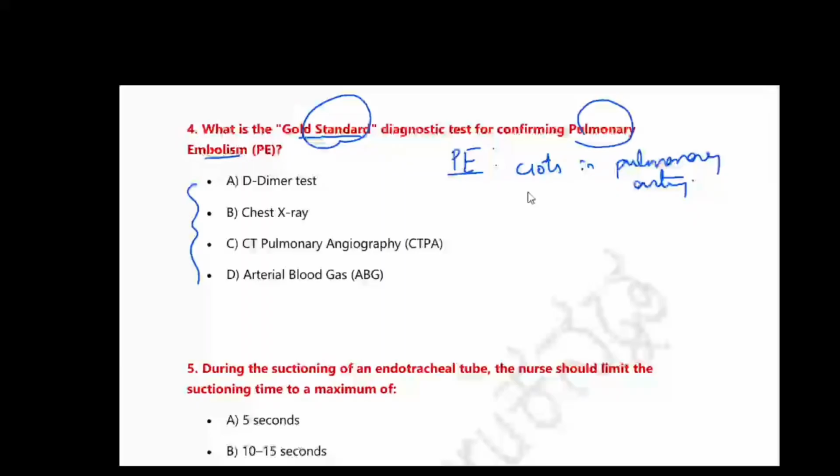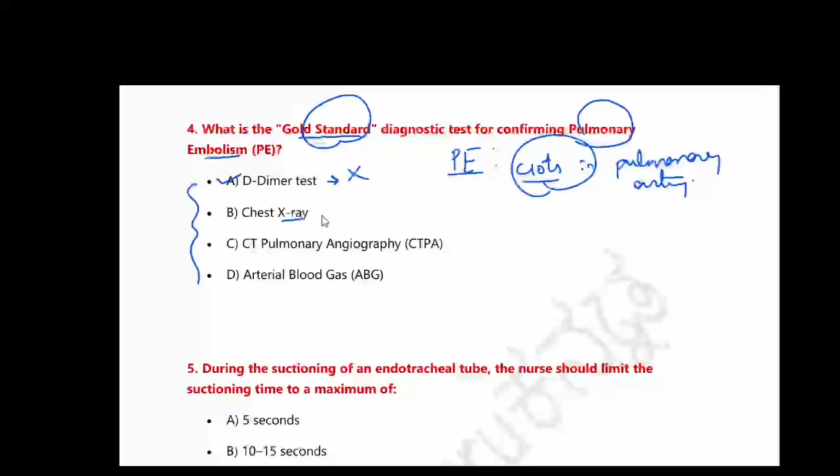D-dimer test. Usually the D-dimer test is done to detect clots; it doesn't detect pulmonary embolism. Hence, this is wrong. Then chest X-ray. Most of the time, the chest X-ray will be normal even though there is pulmonary embolism. Chest X-ray will be normal even though there are clots in the pulmonary artery. Hence, this option is also wrong.